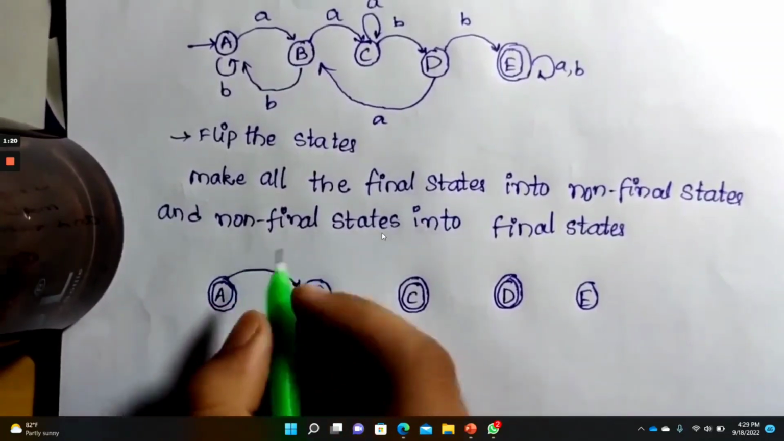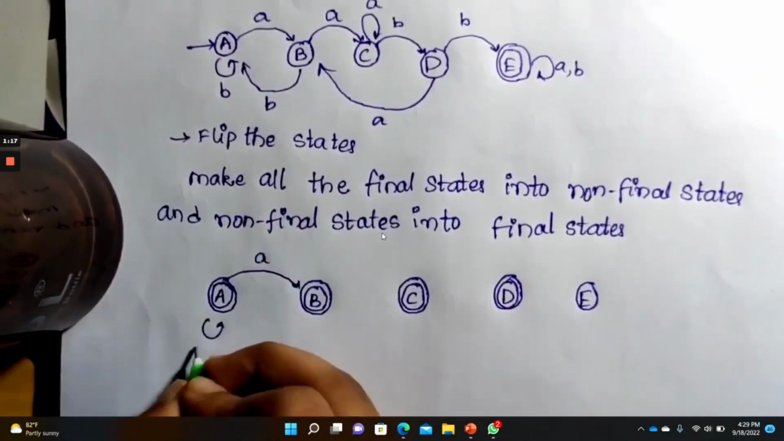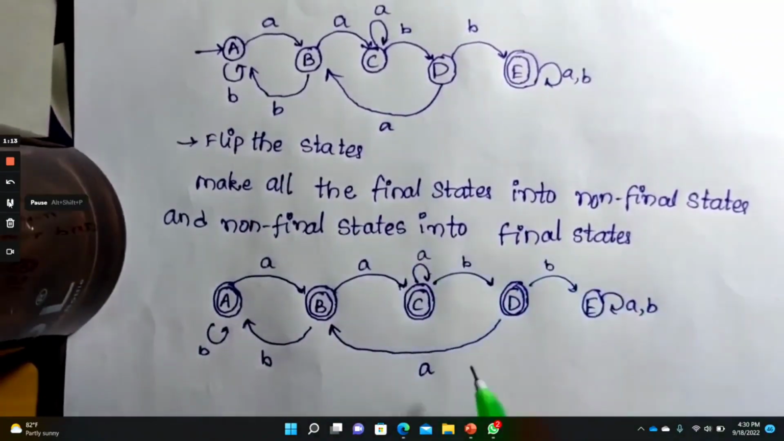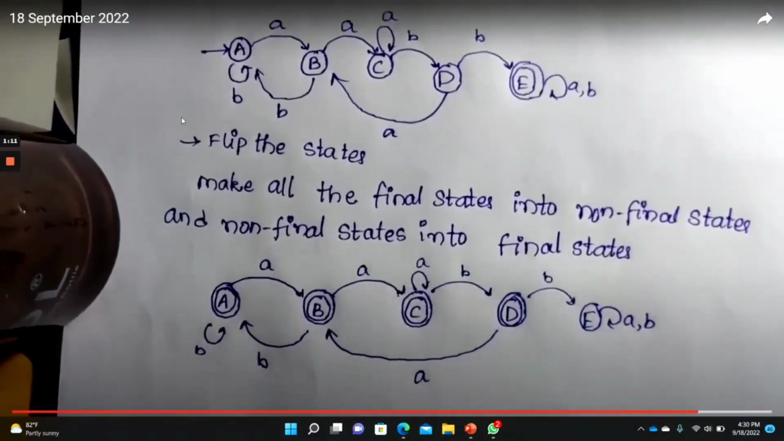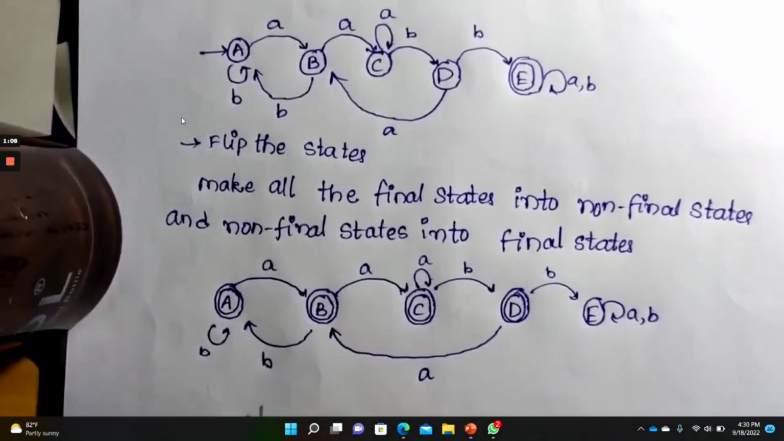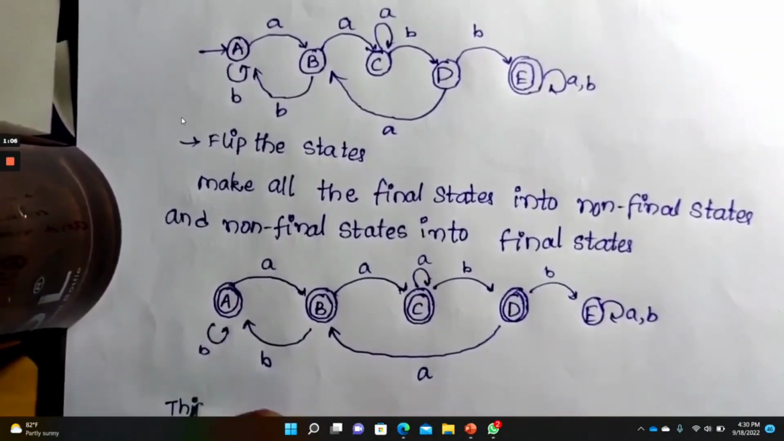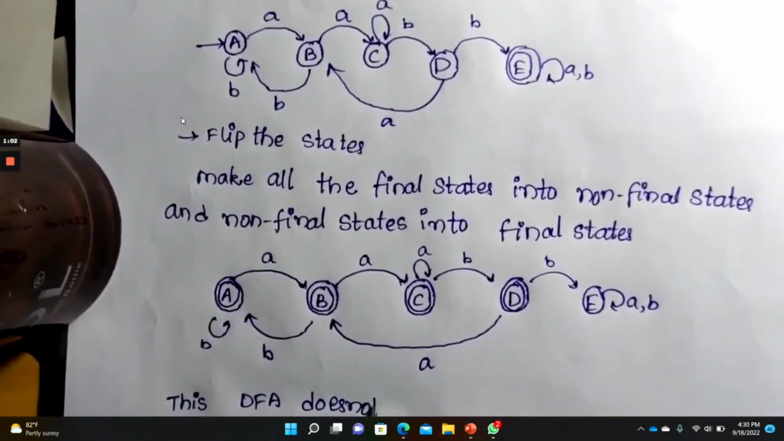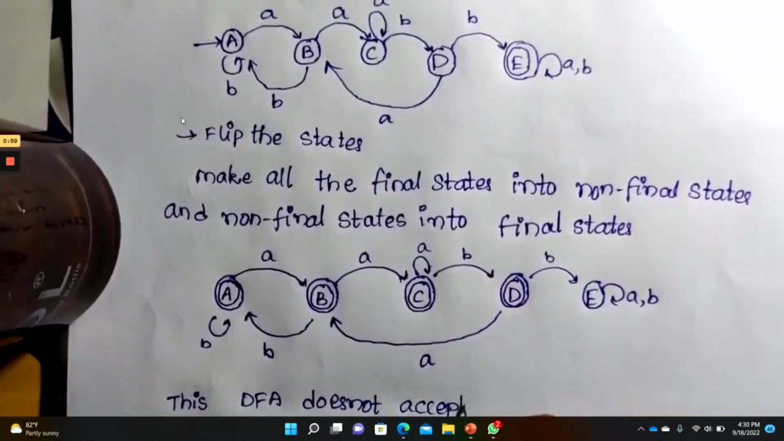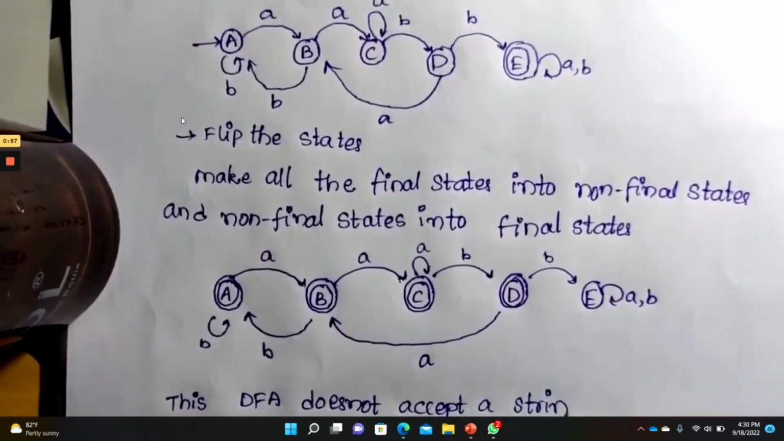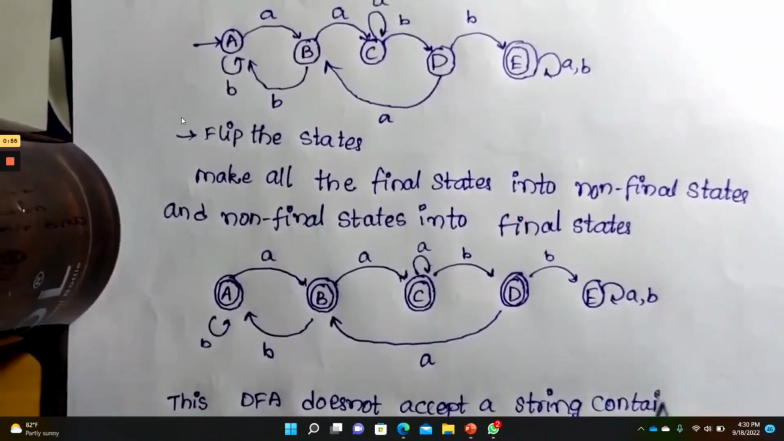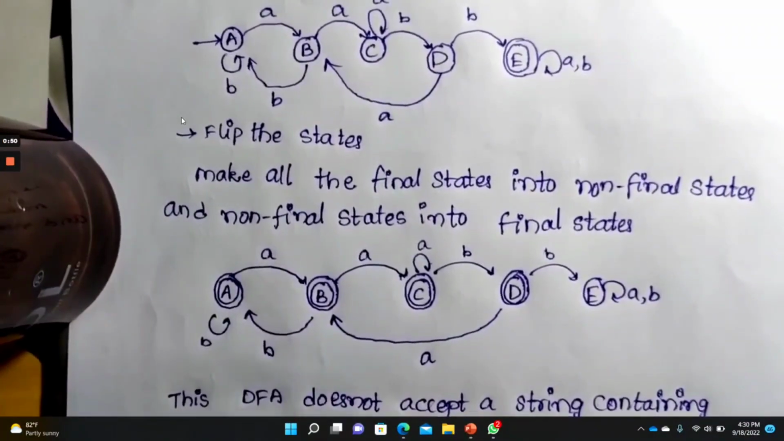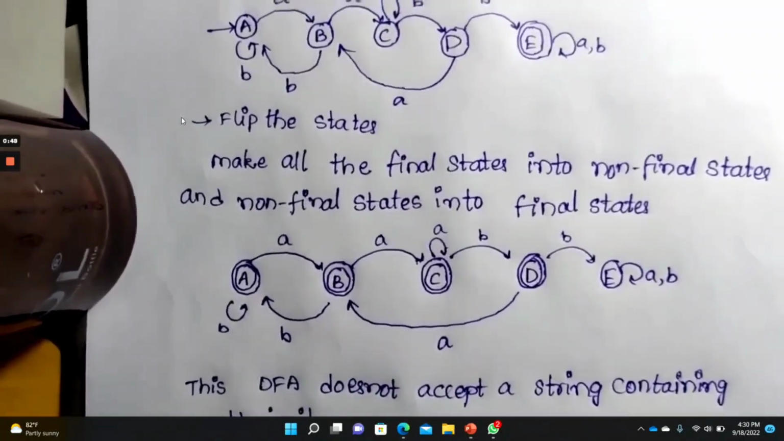Don't do any changes in the inputs. Inputs should be the same. So don't make any changes in your inputs. And this is the final DFA what we want. So this DFA does not accept a string containing AABB in it. So this is the required DFA and that is all about the DFA construction. I hope you all understood the DFA part.